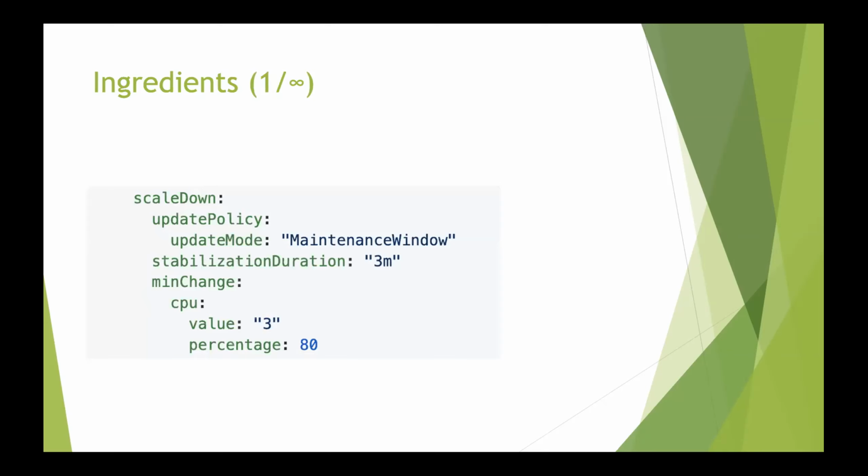Now let's see how all of these things come together to form a spec. So this is an example of a scale down. Let's say this is given to the VPA part of the spec. It sets the update mode to maintenance window, so scale down will happen only during the maintenance window, and scale up can happen at any time given its update mode is set to auto. And then the stabilization duration and min change. When all of these parameters are satisfied, only then will scale down happen.